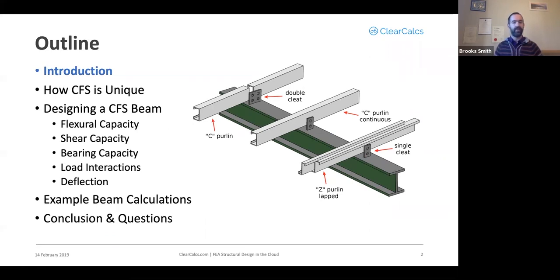Full process, talking about the flexural capacity, shear capacity, bearing capacity, or in cold form lingo called the web crippling capacity. Then the load interactions and deflection, which does work slightly differently for cold form versus other materials. Then give you two example beam calculations before concluding and addressing any final questions anyone has.